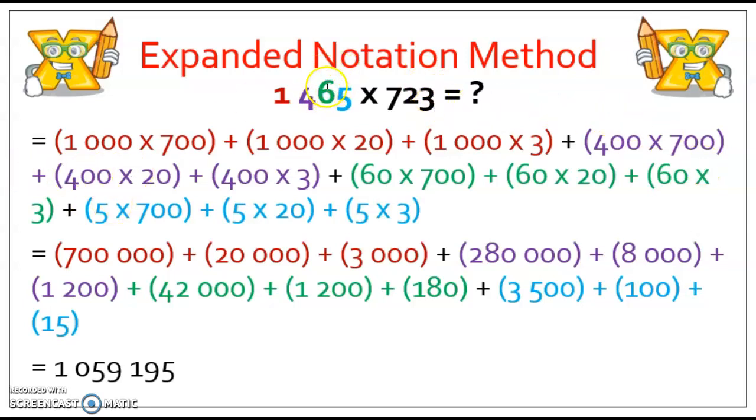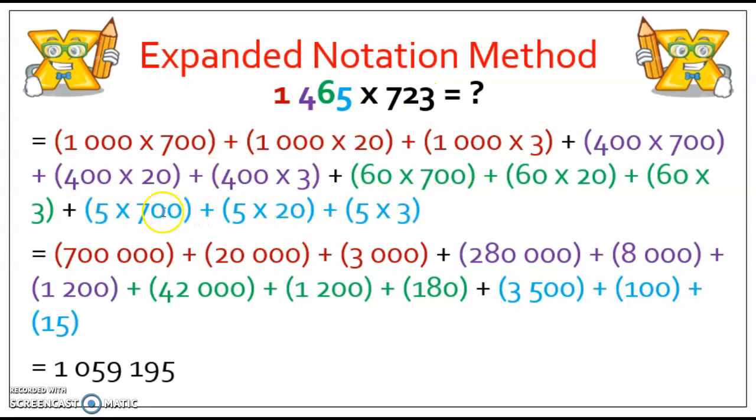And now we have to multiply out the 60. So it's going to be 60 times 700, 60 times 20, and 60 times 3. And finally, our unit needs to be multiplied out. So we're going to say 5 times 700, 5 times 20, and 5 times 3. There it is over there.